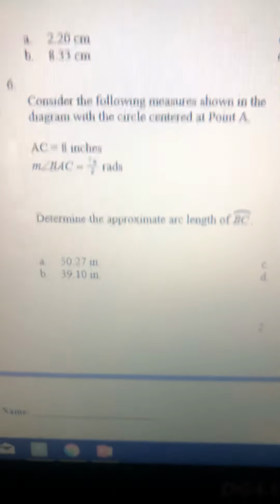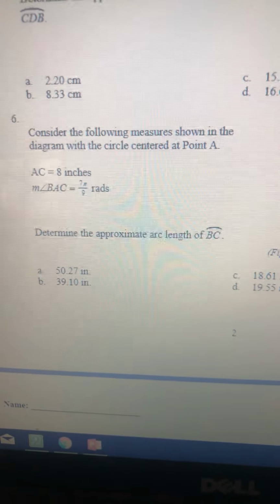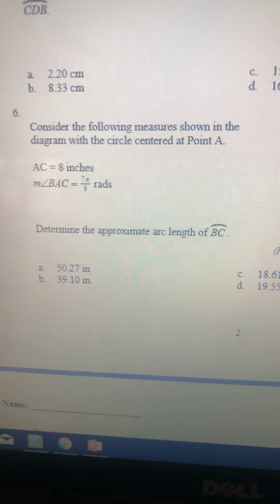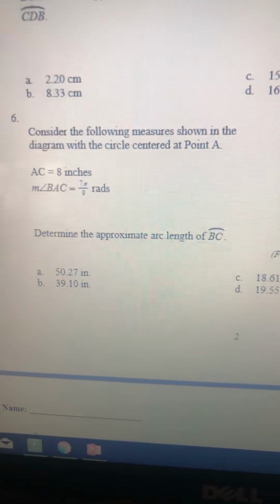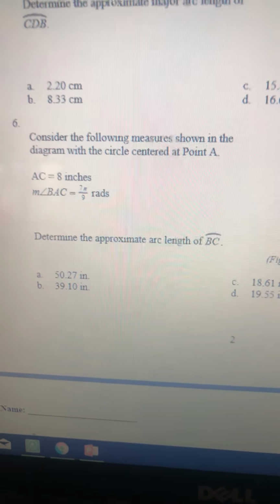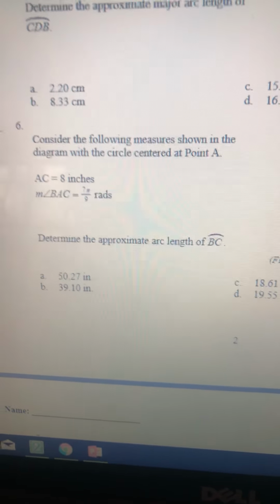Okay, now for number 6, it says here, consider the following measures shown in the diagram with the circle at point A. Okay, so my video is getting long here, so what I'm going to do is I'm going to stop and pick it up in another video.